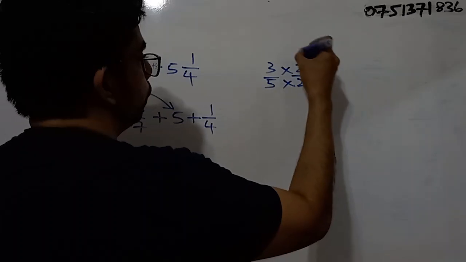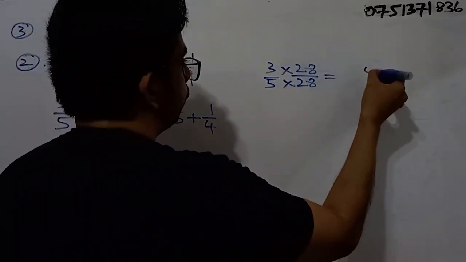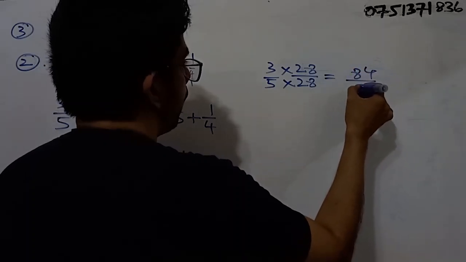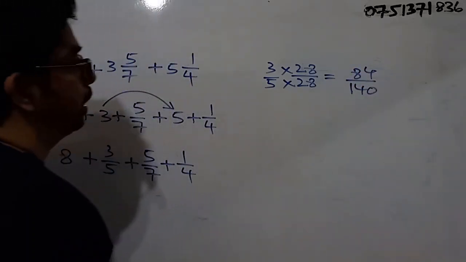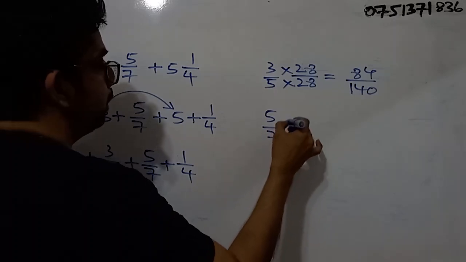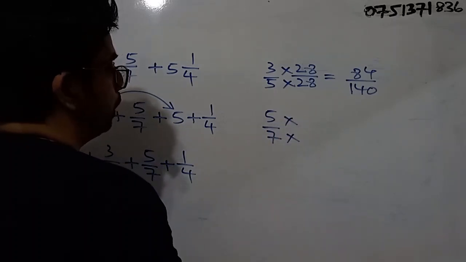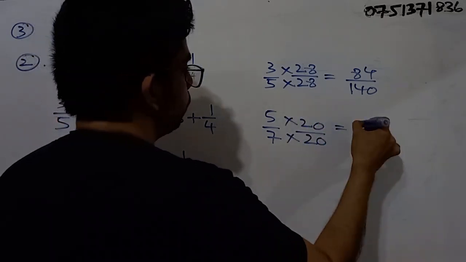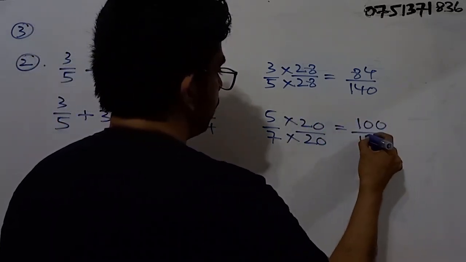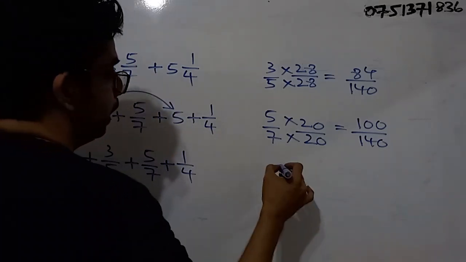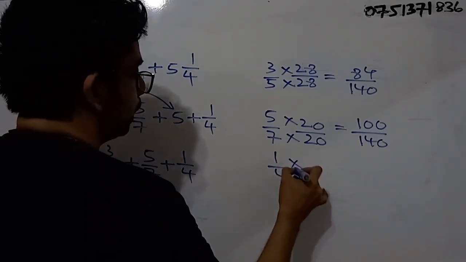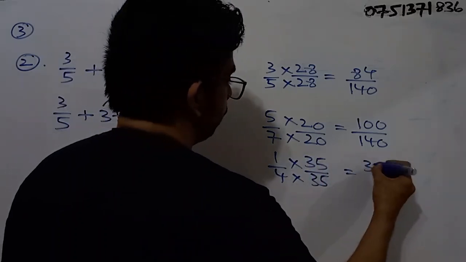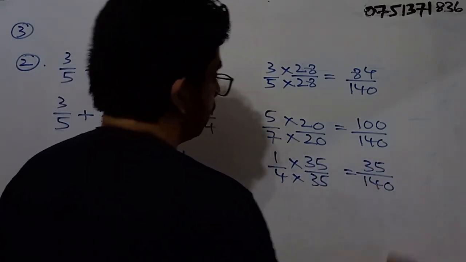So 3 by 5, I'll have to multiply both numerator and denominator by 28. Okay. So 3 into 8, 24. So that's a 2. 3 into 2, 6. Add the 2, it becomes 84. So 84 by 140. Then 5 by 7, I'll have to multiply both numerator and denominator by 20. Okay. So 5 into 20, that is 100. 7 into 20, that is 140. Then 1 quarter, I'll have to multiply that by what? 35. So 1 into 35, 35, divided by 140.